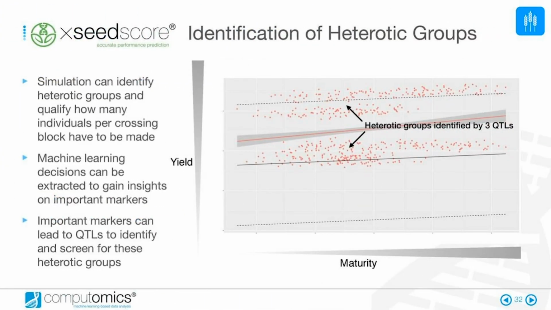This is a zoom-in of the previous plot and shows only the simulated offspring of one cross. We could identify 2 heterotic groups within the offspring, and by looking at the marker influence on the traits, we identified 3 SNPs that distinguished between these groups. The breeder later confirmed these SNPs via a QTL analysis. This again shows the power of the machine learning approach.